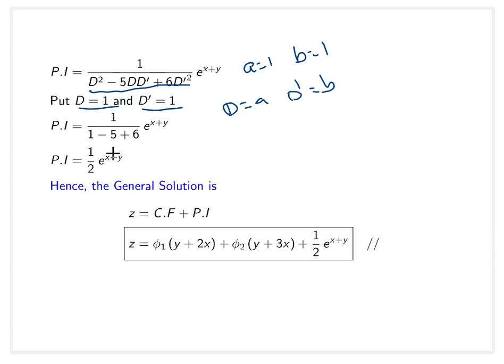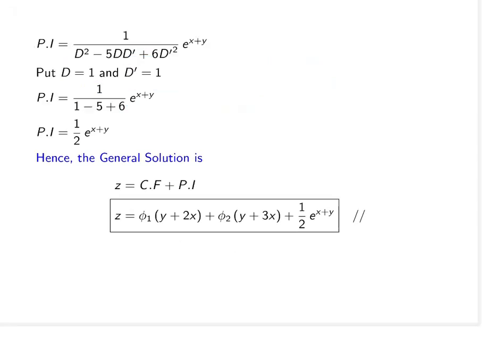So for the particular integral, instead of D square we replace 1 square, which is 1. Instead of D is 1, D dash is 1, so we get minus 5. Again instead of D dash square we replace 1 square. 1 square is 1, 6 into 1 is 6. Therefore we just have to sum these: 1 minus 5 plus 6. So we get 2. Since the denominator is non-zero, the process is over. You can stop the process. Therefore, the particular integral is 1 by 2 into e power x plus y.